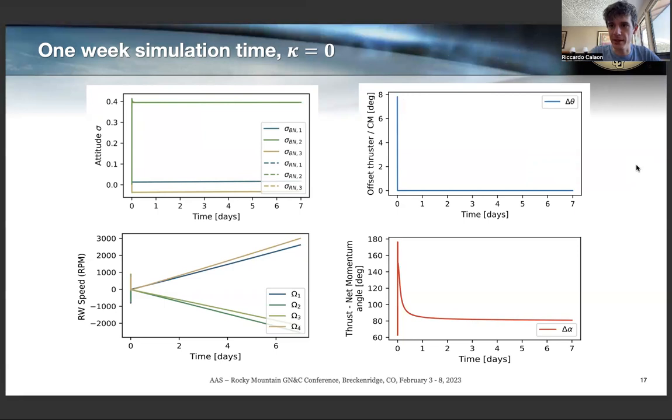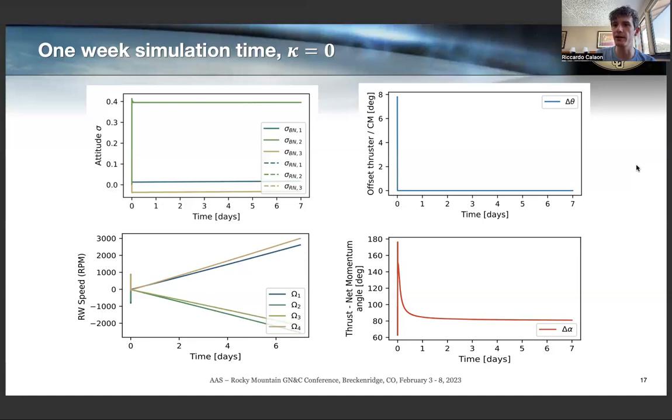This is obviously to compensate for the effect of solar radiation pressure acting on the system while also trying to hold the attitude steady. In this case, we are using a proportional gain kappa equal to 0, which means we are again firing the thruster through the system center of mass, as shown in the plot on the top right corner. There's a new plot in the bottom right corner, which shows the angle between the thruster and the net momentum on the wheels. We can see that this settles at an angle of about 90 degrees.